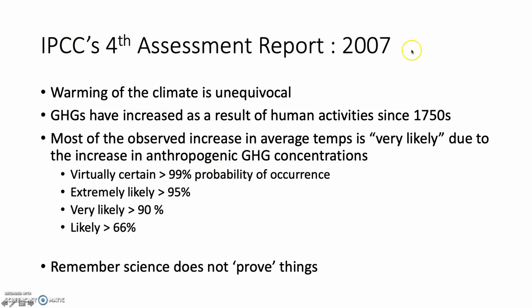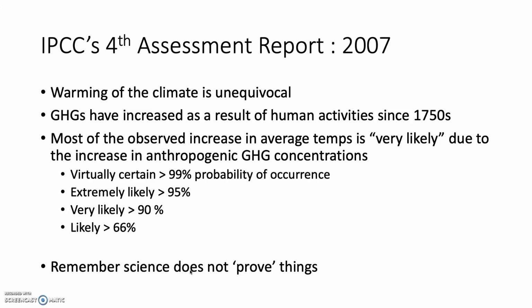First thing, this is from the 4th assessment in 2007. The warming of the climate is unequivocal. Greenhouse gases have increased as a result of human activities since the 1750s. Most of the observed increase in average temperatures is very likely due to the increase in anthropogenic greenhouse gas concentrations. What's this term very likely? Well, they have broken down the probability of terms, basically. So virtually certain would be 99% probability of occurrence, extremely likely is 95%, very likely is 90, and likely is 66. So just a gentle reminder that science does not prove things.